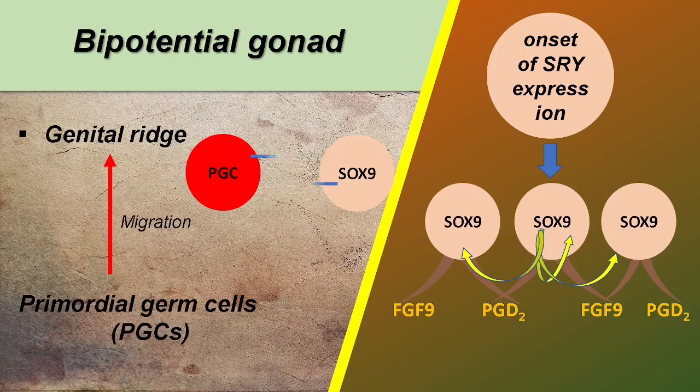So the genotype and the SRY factor are important, especially for the male. And in the female, if there is no SRY, the genital ridge will automatically form the ovary. So this is about the genetic control of gonadal development.